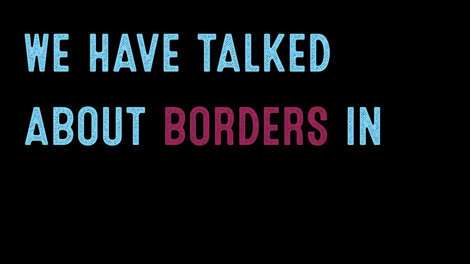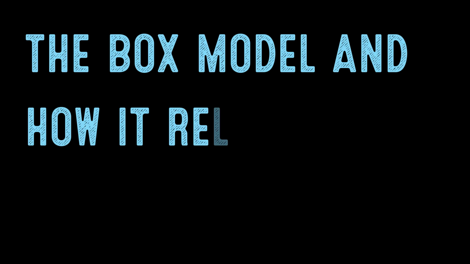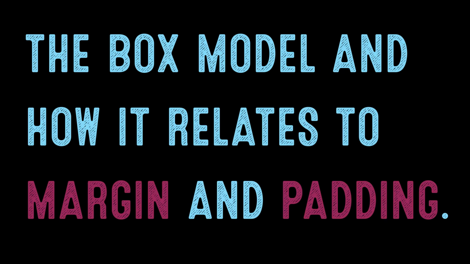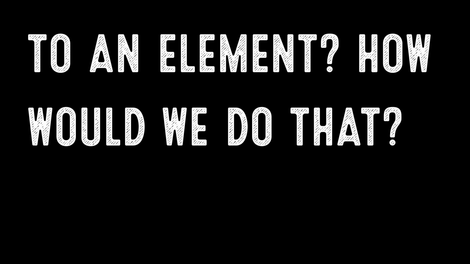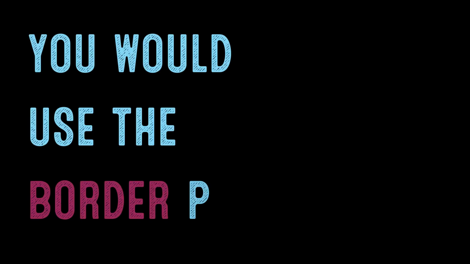The weekly code quiz. We have talked about borders in the context of the box model and how it relates to margin and padding. But what if we actually want to add a visible border to an element? How would we do that? You would use the border property.